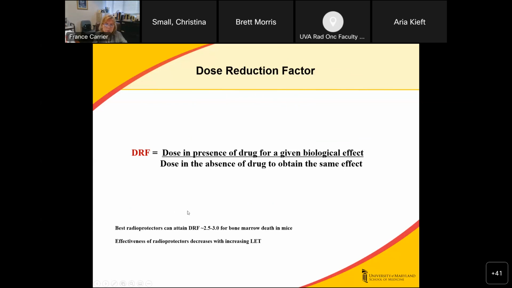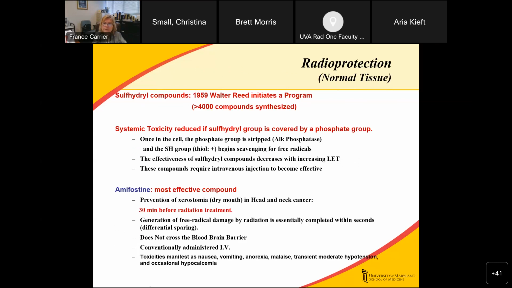The best radioprotector that we have, you can attain maybe a DRF of 2.5 up to 3. This is the best that we can get, and this is to protect the bone marrow in mice. This is how this was determined. And one thing to keep in mind is that even for the most effective radioprotector, the efficacy would decrease with increasing LET. So there's a limit to how much protection we can get.